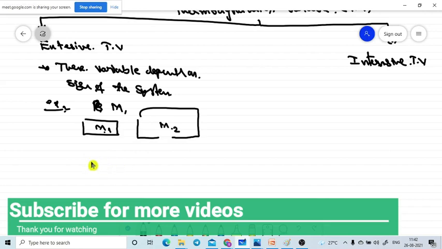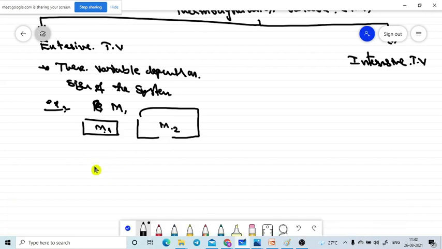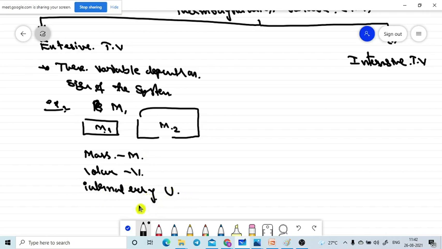So if we take examples, definitely the mass, which we will name M, and also the volume will depend on the size, and also internal energy. These will come as examples of extensive thermodynamic variables.